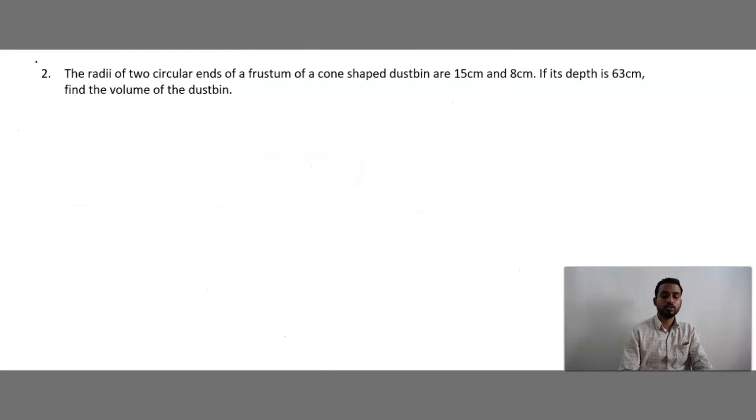The next question, number 2. The radii of two circular ends of a frustum of a cone shaped dustbin are 15 centimeter and 8 centimeter, and its depth is 63 centimeter. Find the volume of the dustbin.